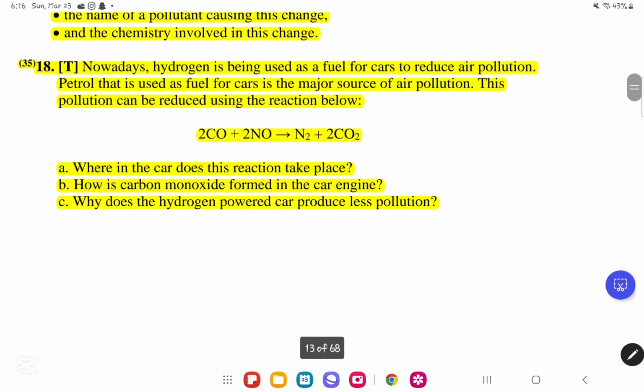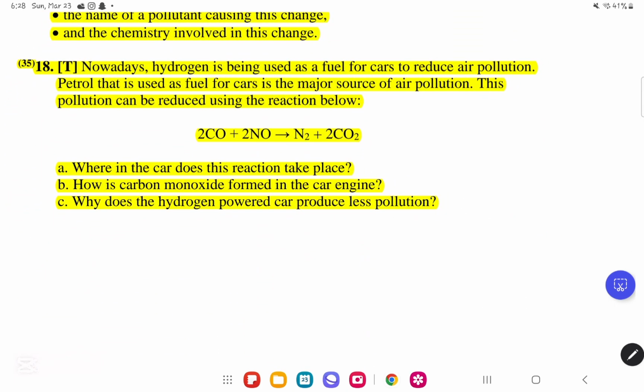Now, finally, the last question. For CQD number 18, nowadays hydrogen is being used as a fuel for cars to reduce air pollution. Petrol that is used as fuel for cars is the major source of air pollution. This pollution can be reduced using the reaction below: carbon monoxide in addition to nitrogen monoxide will form nitrogen gas plus 2 carbon dioxide. So where in the car does this reaction take place? Usually it takes place in a catalytic converter.